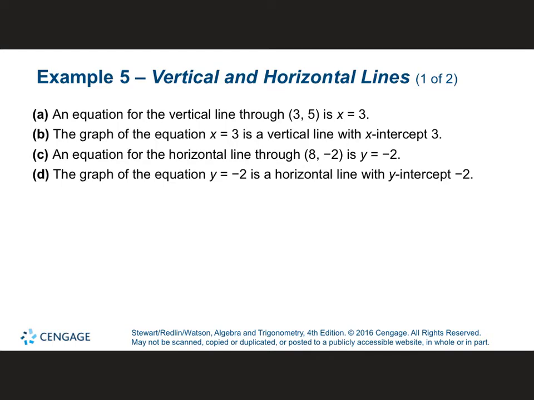Okay, so for a horizontal line that goes through the point 8, -2, the equation is y is equal to -2. It's a horizontal line, so it goes through the y-axis, which also means that your slope is undefined, and here your y-intercept will be the -2. You will not have an x-intercept if you have y is equal to a number, and you will not have a y-intercept if you have x is equal to a number.